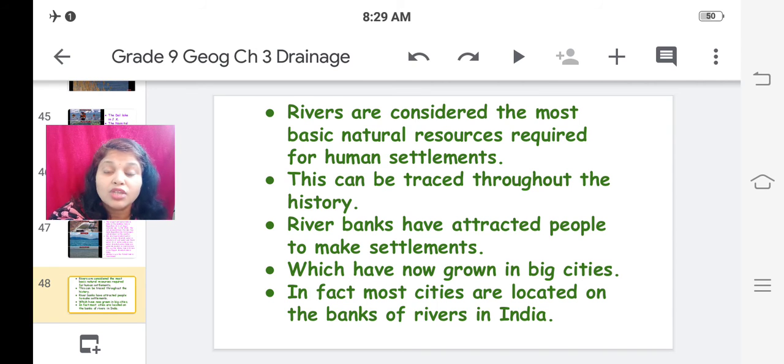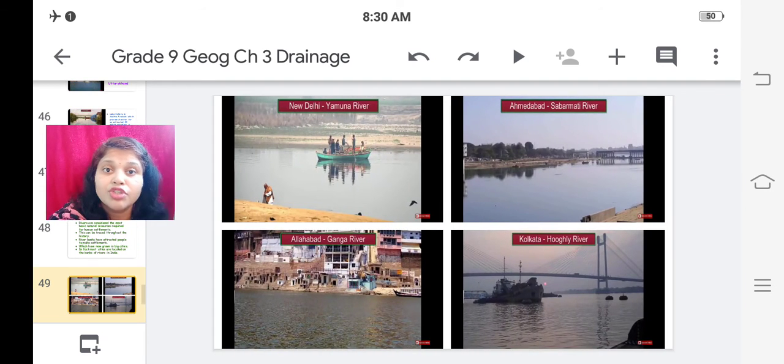So there are so many cities in India which are located on the banks of the river. So let us see which those cities are. New Delhi is located on the bank of the Yamuna river. Ahmedabad is located on the Sabarmati river bank. Allahabad is situated on the Ganga river bank. Kolkata is situated on the Hooghly river bank.